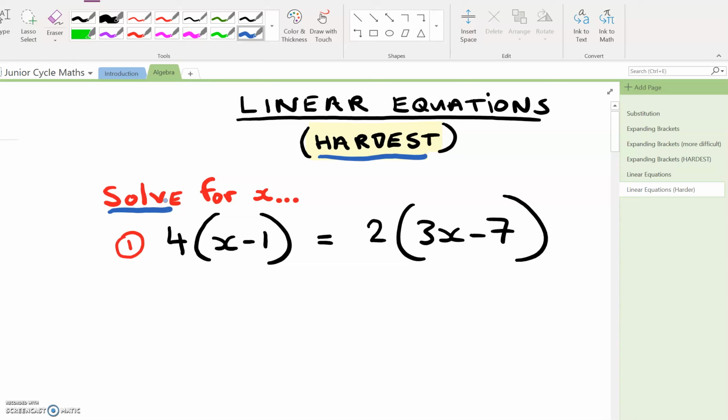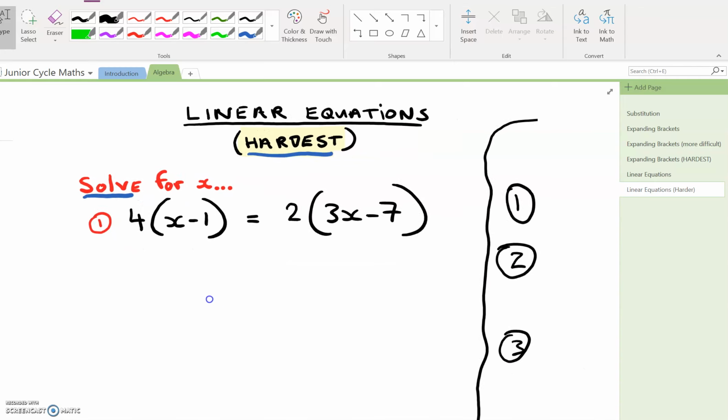Remember, we're looking for what x is. X is a number. We don't know what number it is. So we have to go through the steps to find what x is. So take a look at that question. And can you think of what we have to do first? Let's look at the steps.